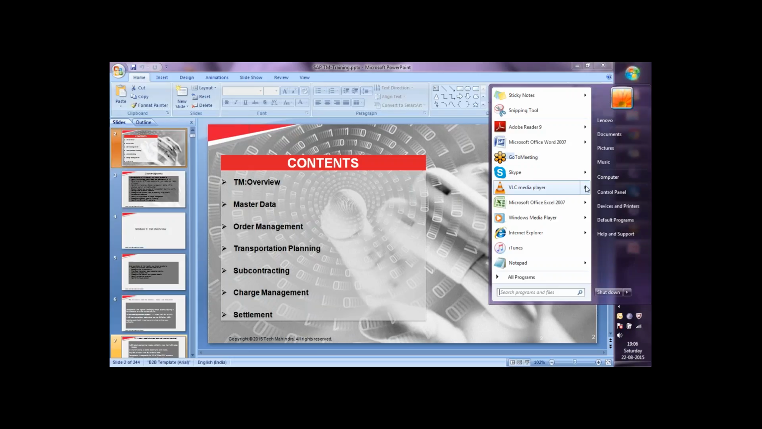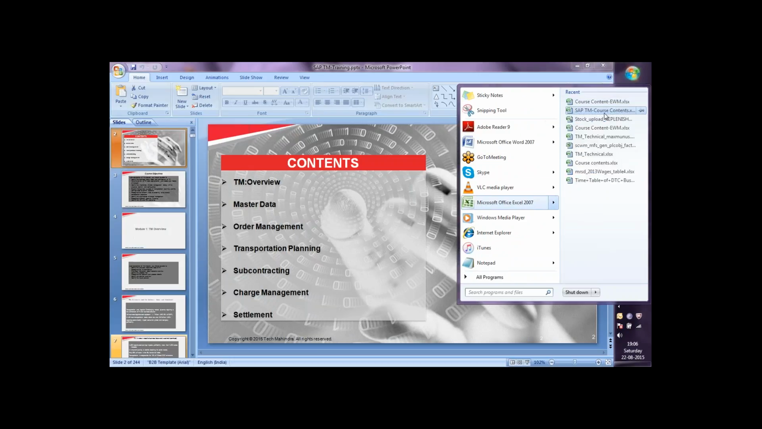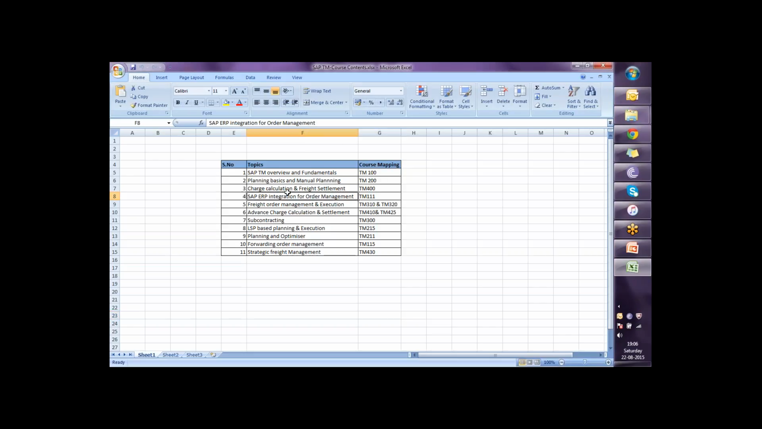I'll show you. Give me one moment. TM. So this is the standard SAP outline nowadays. It's the latest one. So you have TM overview and fundamentals. Then you have planning basics and manual planning. Then charge calculation, freight settlement, ERP integration for order management. Then you have freight order management and execution, advanced charge calculation and settlement, subcontracting, LSP based planning and execution, planning and optimizer. Then freight forwarding order management and strategic freight management.